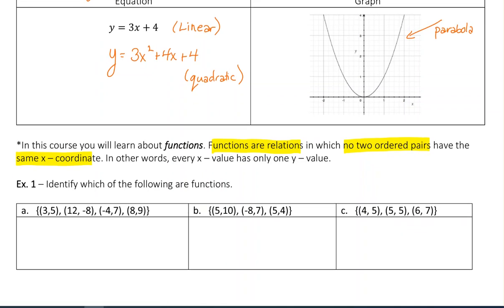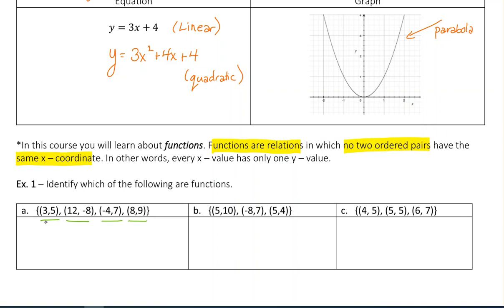And we'll go through a number of examples just to identify to you what a function is so that we understand. So essentially you're looking at one of these examples, whether it's a list of ordered pairs, a table of values, an equation, or a graph, and you're wondering to yourself, is an x value going to repeat itself? So first set of examples, we're looking at ordered pairs. Here are all my points in this first example: 3, 5, 12, -8, -4, 7, and 8 and 9.